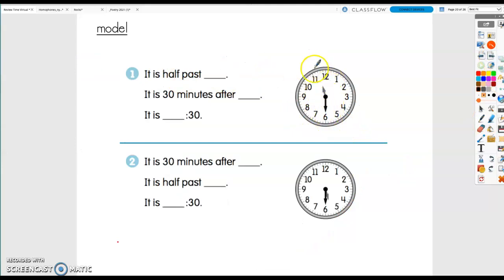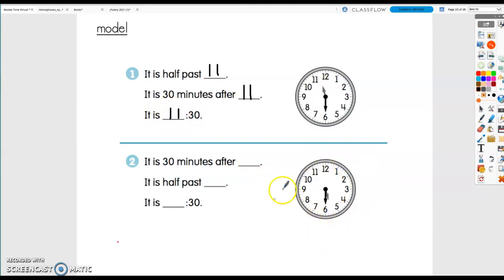So this clock shows that it's half past 11 because it's in between the 11 and the 12. So if we were to move this back, it would be 11 o'clock, and then moving the minute hand down to the 6, it's half past 11. So it is 30 minutes after 11. So the time is 11:30.